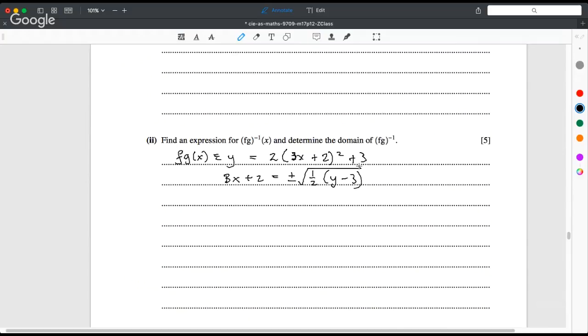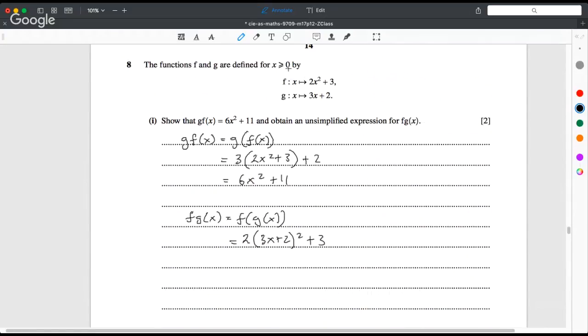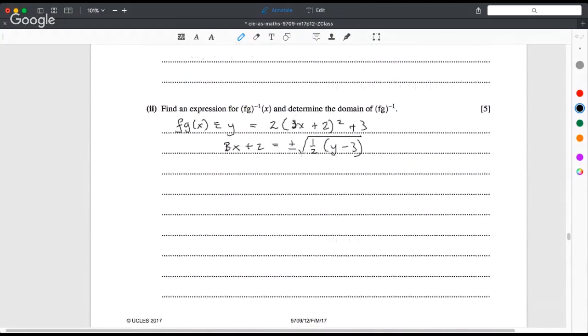And you have to have only one root here, otherwise it can't be an inverse function because it's going to be 2 to 1. And so we're going to take the positive root here because x has to be greater than or equal to 0. If you look back up here, you see that f and g are only defined when x is greater than or equal to 0. So therefore, you can only take the positive root.